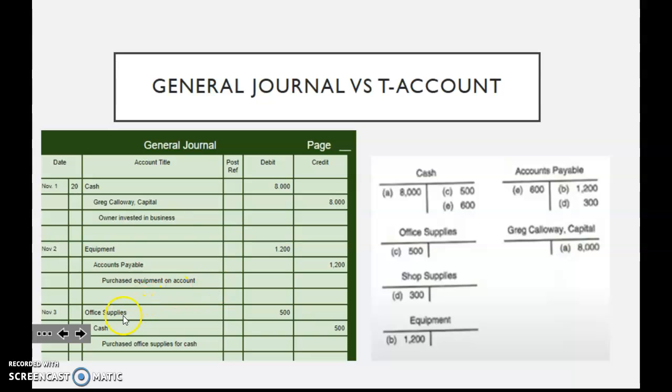All right, and then November the 3rd, office supplies. We debited office supplies. We credited cash. See, here it is in the T account. So we credited cash and we purchased office supplies for cash. But you see how much easier a general journal is to use and to read than a T account, because you have both entries together, and you also have the transaction description. So that's what you're going to be doing in Chapter 3.